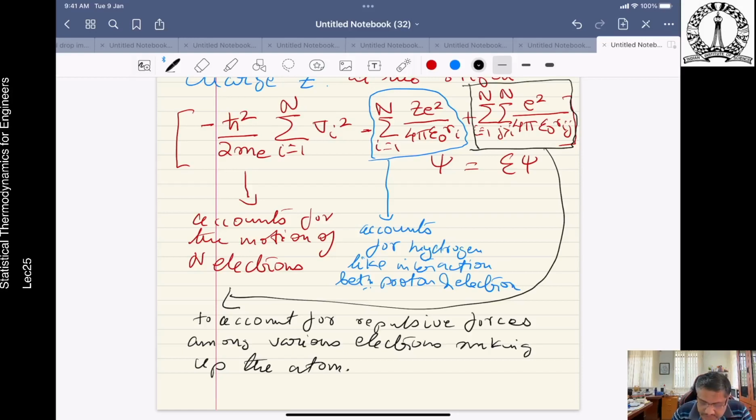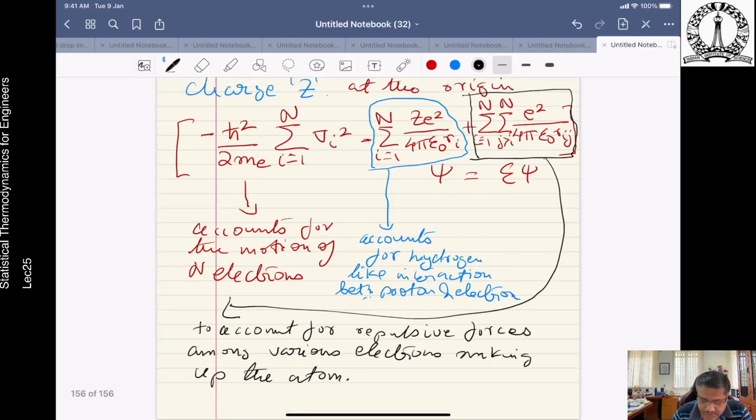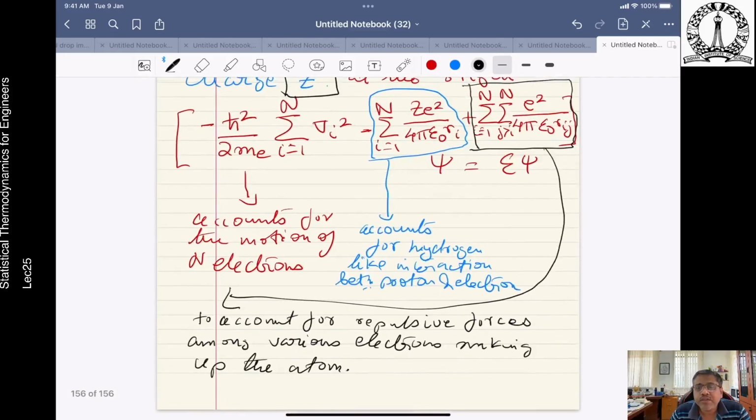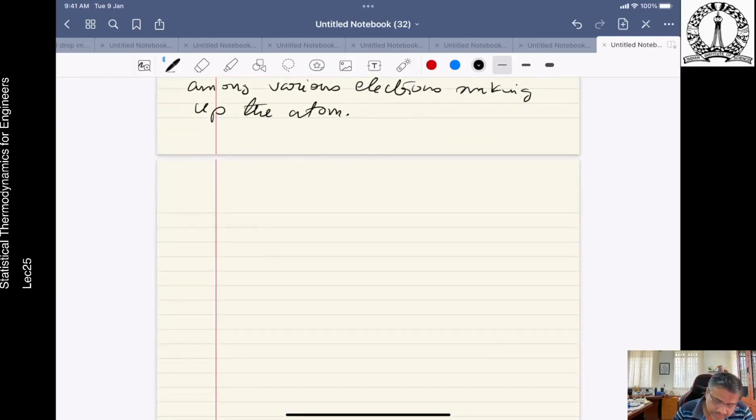So this is the steady state Schrodinger's wave equation, which has a charge Z at the center, at the origin. This is how you write the total equation form. The first term accounts for the motion, the second for the proton-electron interactions, and the third for the repulsive forces. This entire thing multiplied by the wave function is equal to this. So this is the Schrodinger's steady state wave equation to begin with.